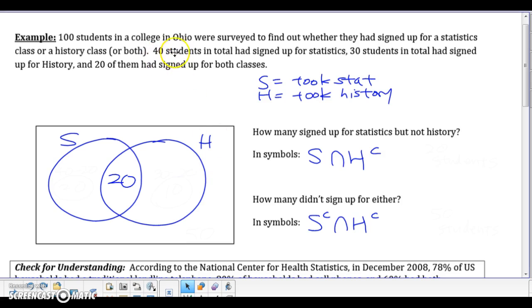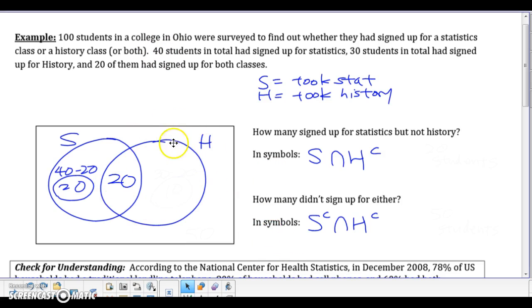Now be careful, because you know that 40 students signed up for statistics, but that 40 is not going to go out here. 40 students is how many students total signed up for stat. So there are 40 students in this entire circle. 20 of them are already accounted for here, which means that there are 20 left to be in this region here, because 40 minus 20 is 20. On the two-way table, this is the same as saying, okay, the total for that row is 40, so I'm going to work backward to figure out what number's in that other cell there.